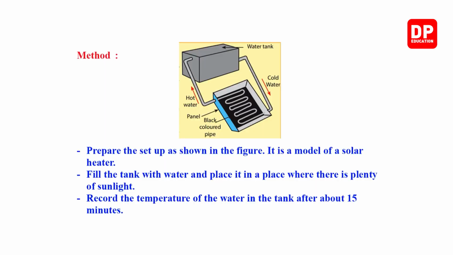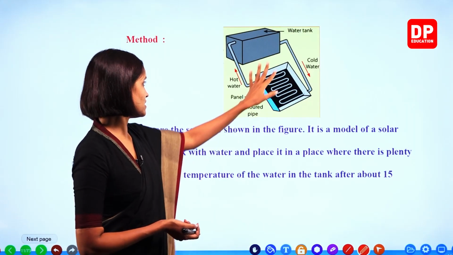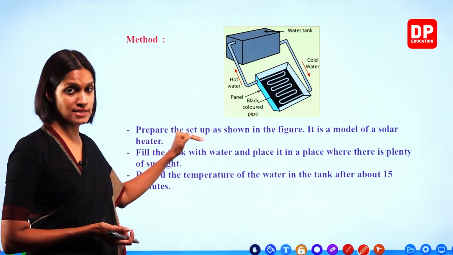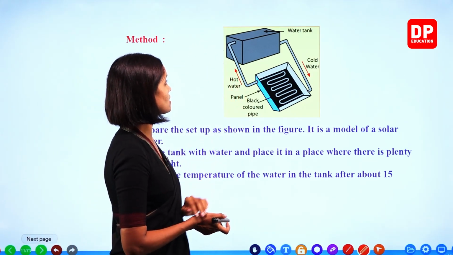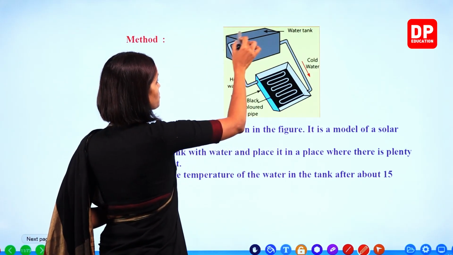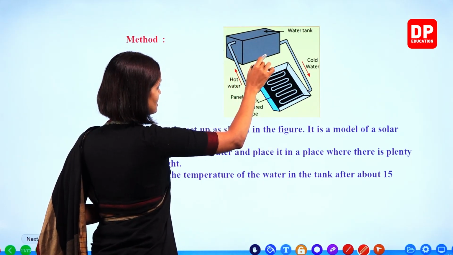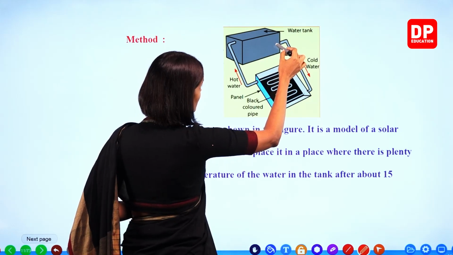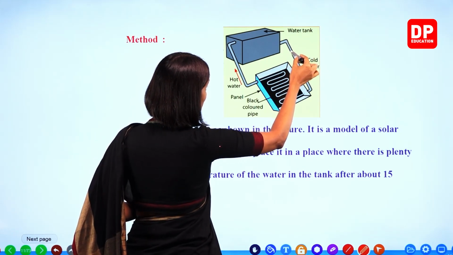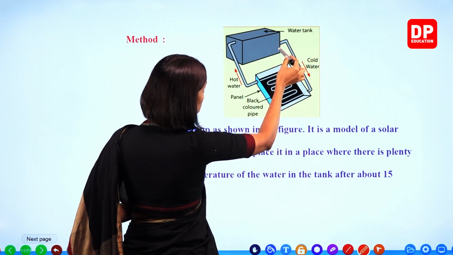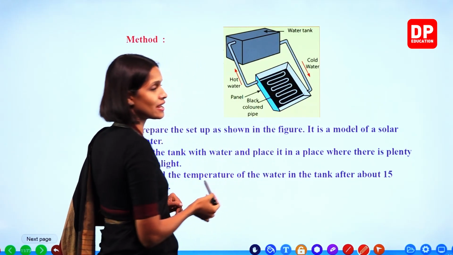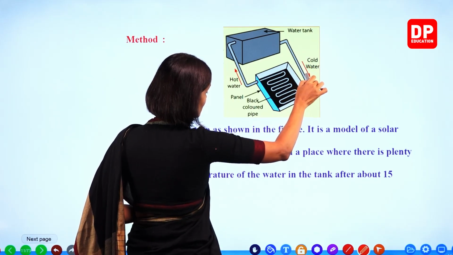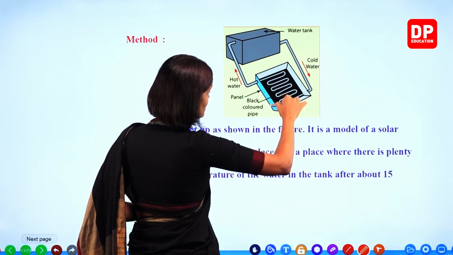So prepare the setup as shown in the figure. Look at this setup. It is a model of a solar heater. Look at this very carefully. Right, the water tank should be colored in black. You all can see how it is. And then one plastic pipe should be connected from a lower area of the water tank like this. And that plastic pipe should be taken to the panel like this, right?